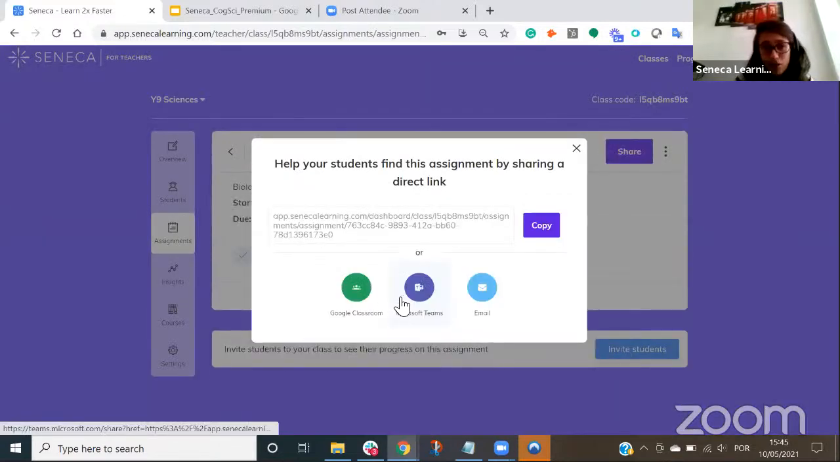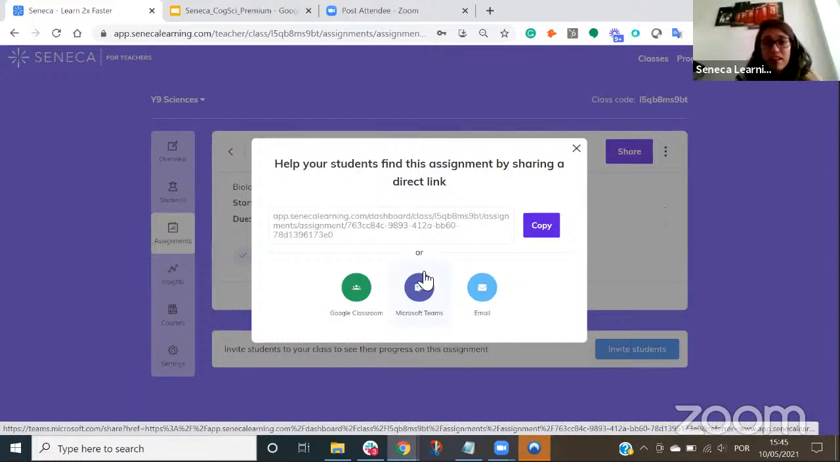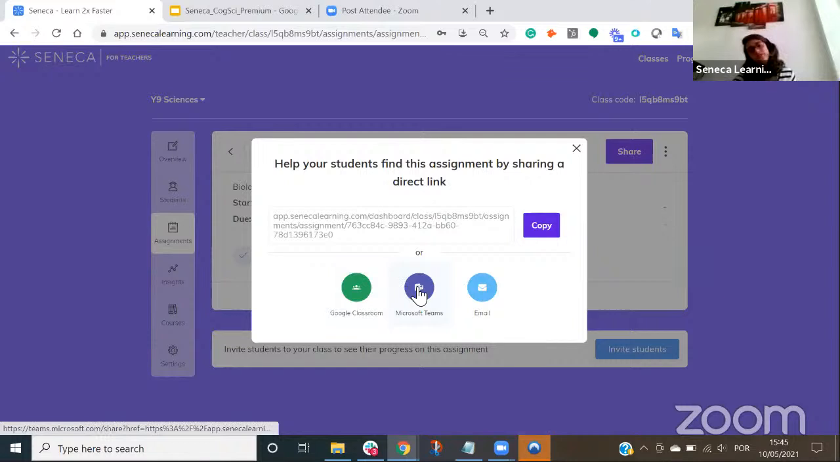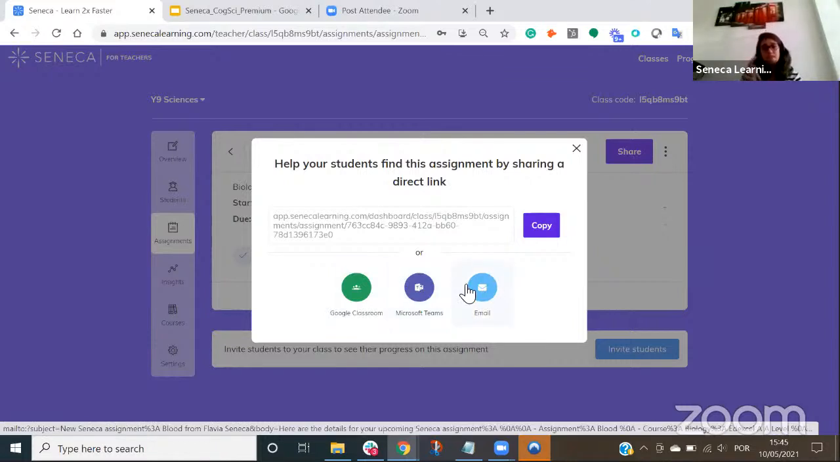So here you have several options. You can send them a link. If your school is using Google Classroom or Microsoft Teams or just email, you can send this link to them. When they click on the link, they will be taken straight to your assignment specifically. Or if your students are already using Seneca, the moment that you create an assignment, it is already going to show the assignment to them back on their classes and assignments page.